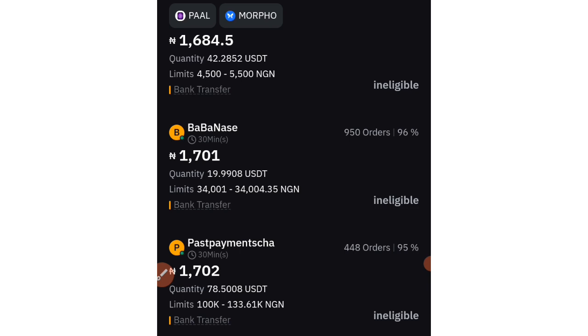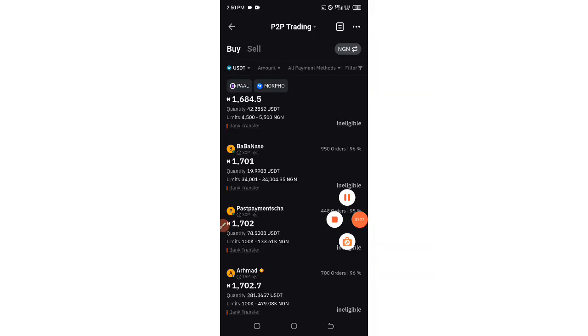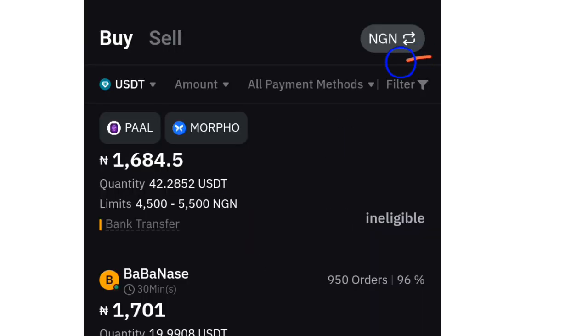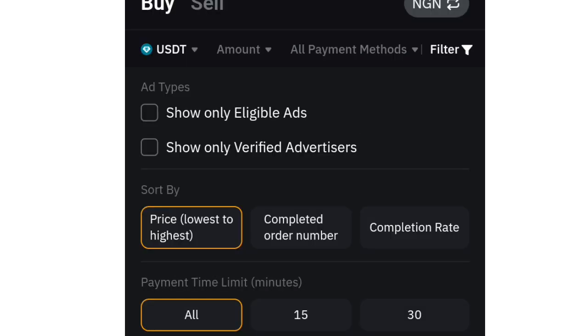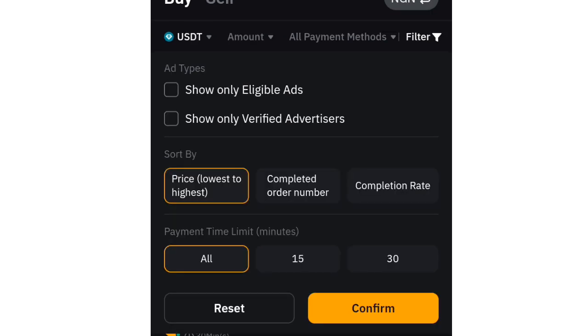So we have to filter this ad. We have to actually filter this ad, and you click on filter here. You can see it over there. So we click on it. Now in this filter, we are going to tick show only eligible ads. We are not going to tick show only verified advertisers.